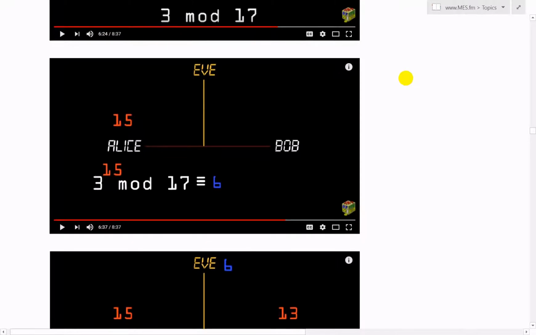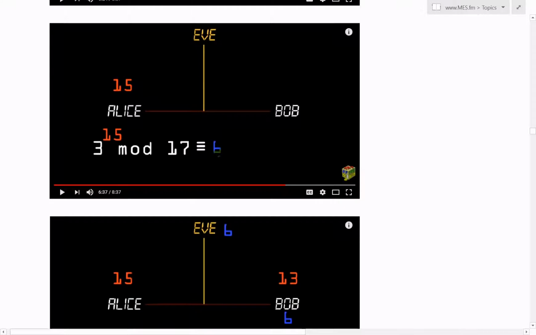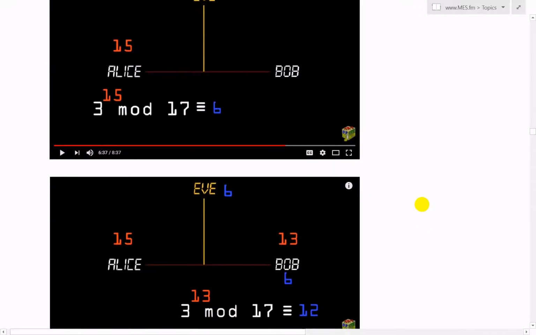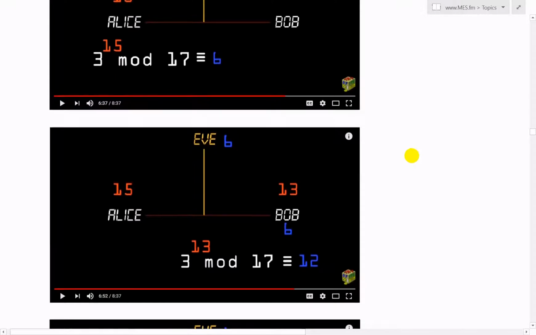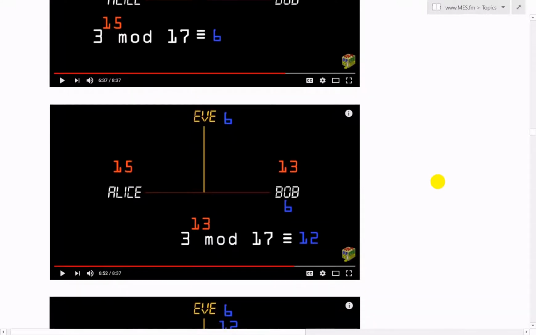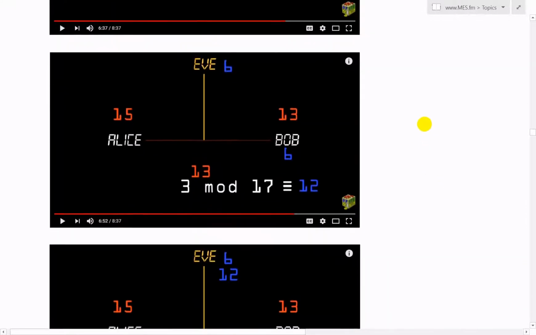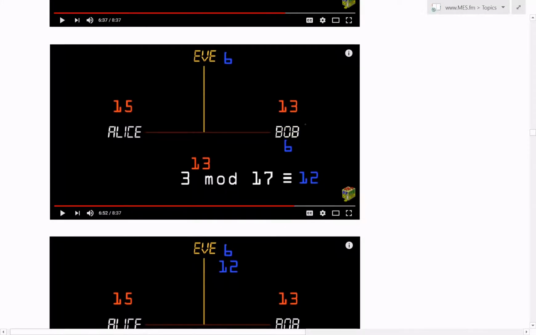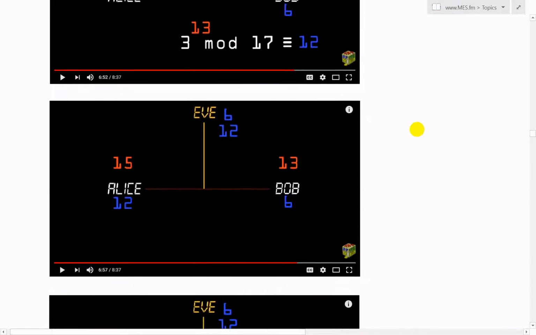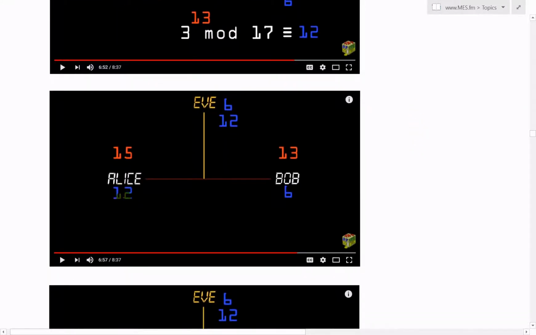And then the secret number for Alice is 15. Eve doesn't know that. Bob's is 13. So 3 to the 15 mod 17 is 6. And then the 6 gets sent over to Bob, but then Eve also picks it up. So Eve has 6, and Eve knows that it's 3 mod 17, and then Bob's secret number is 13, and it does 3 to 13, sends over the 12 all the way across here. So now Alice has 12 and 6.